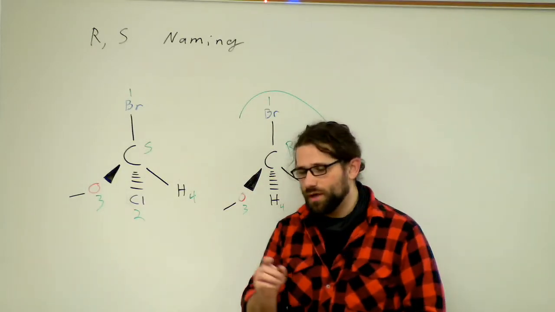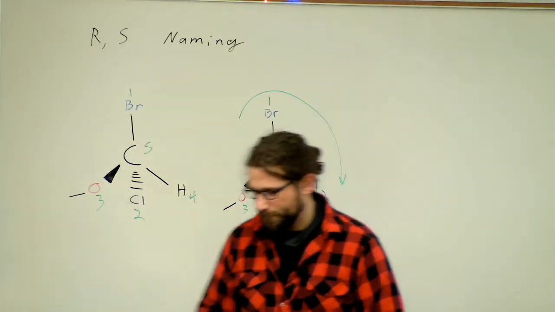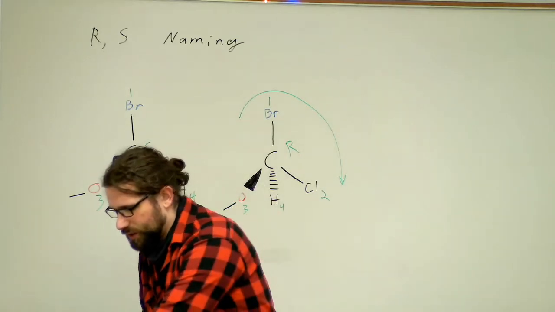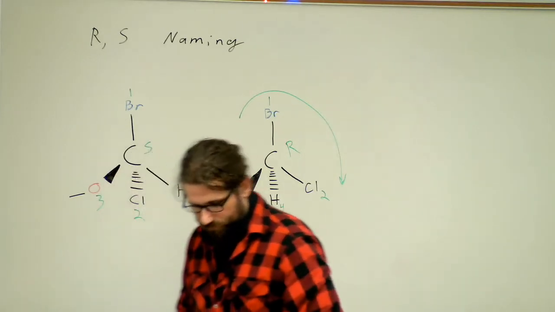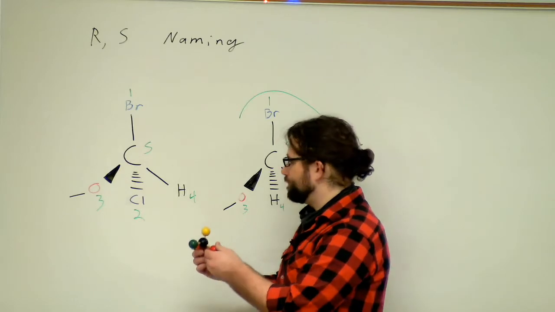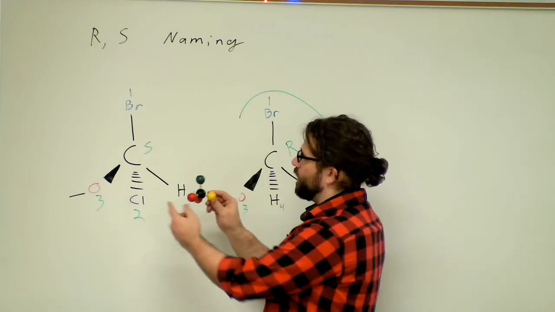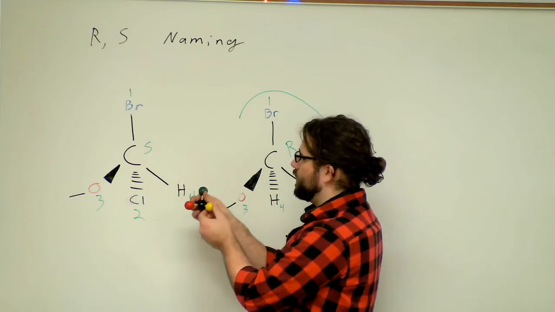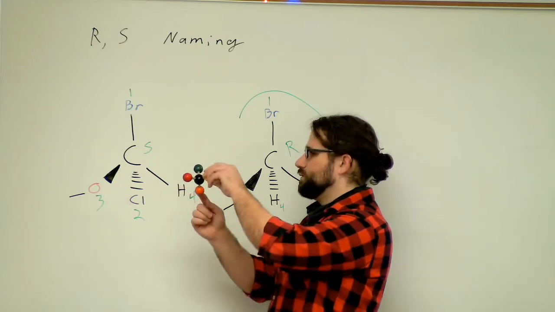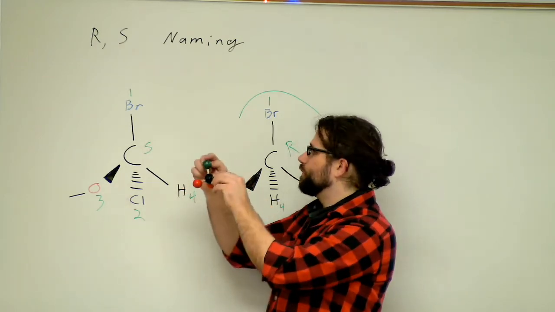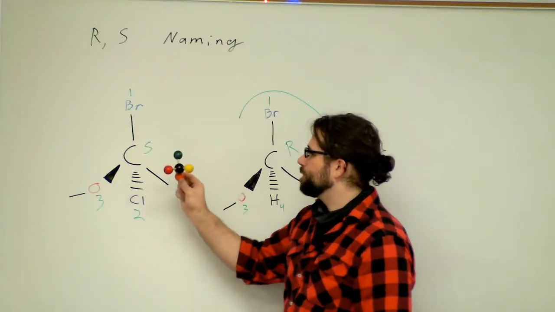And now let's use a model just to prove that. I'm just going to set these aside. So I've got my model right here. I usually use the yellows as hydrogens. The red will be my oxygen. Then I've got here this. Orange is chlorine. Green is bromine here.